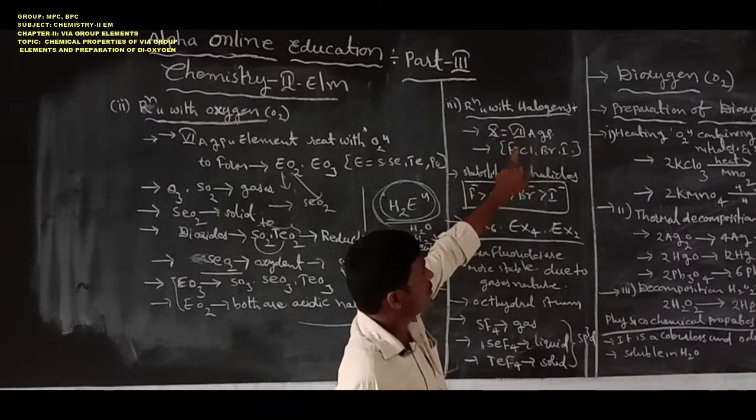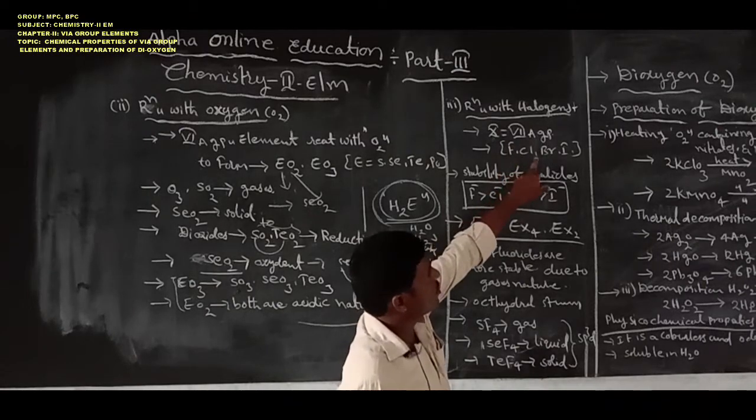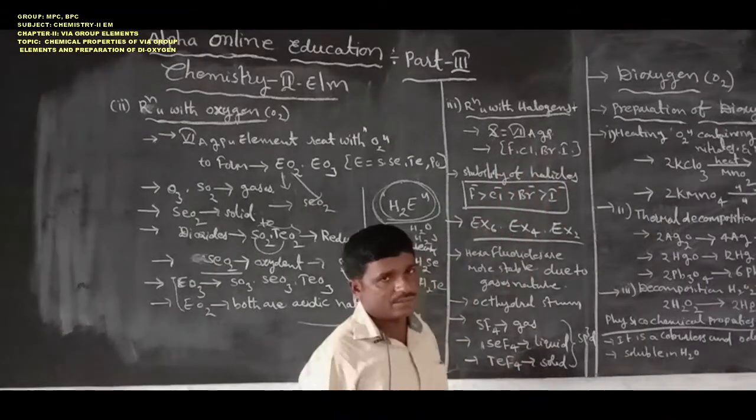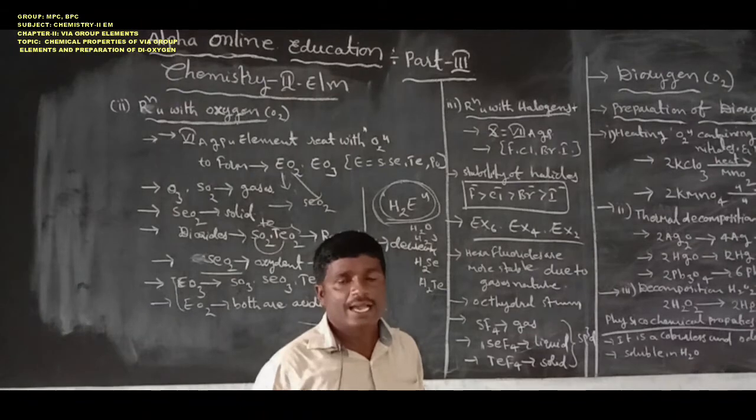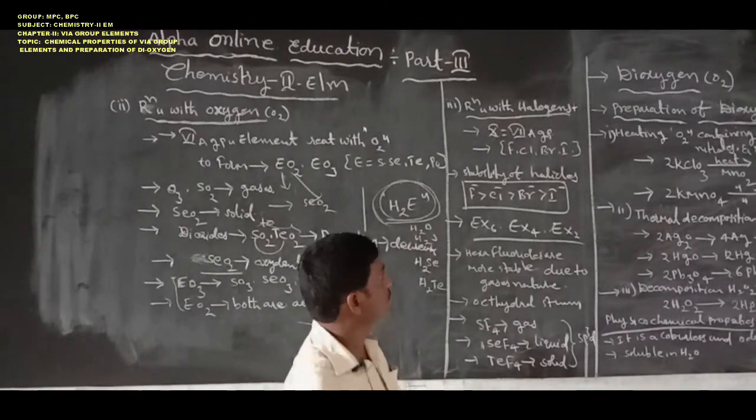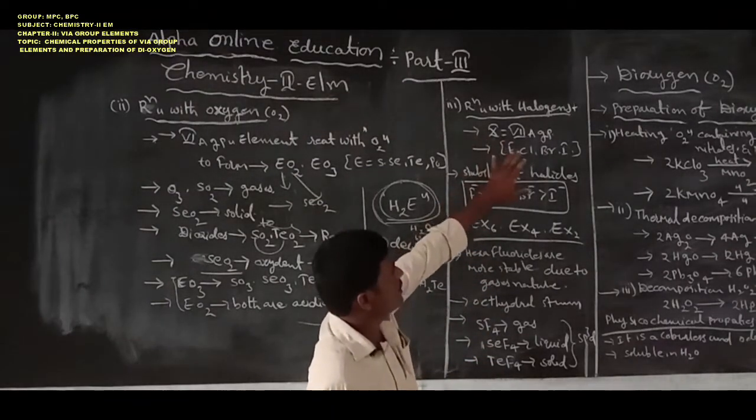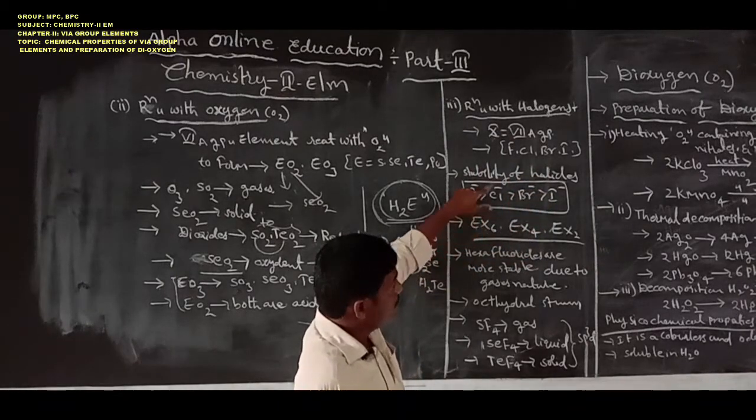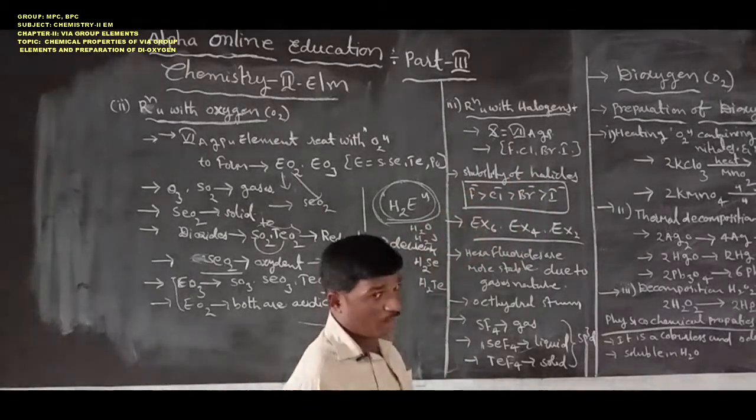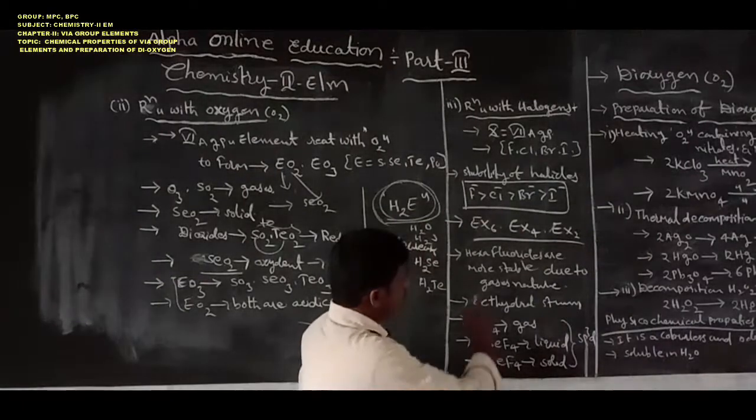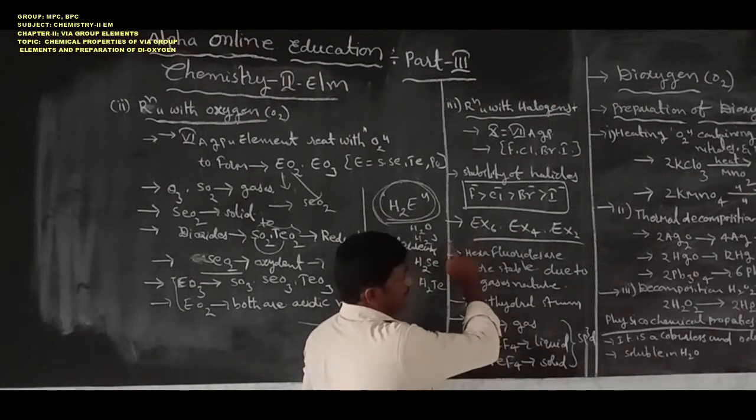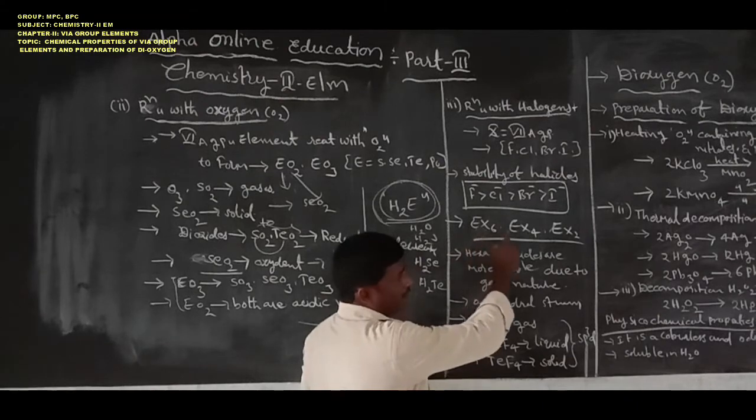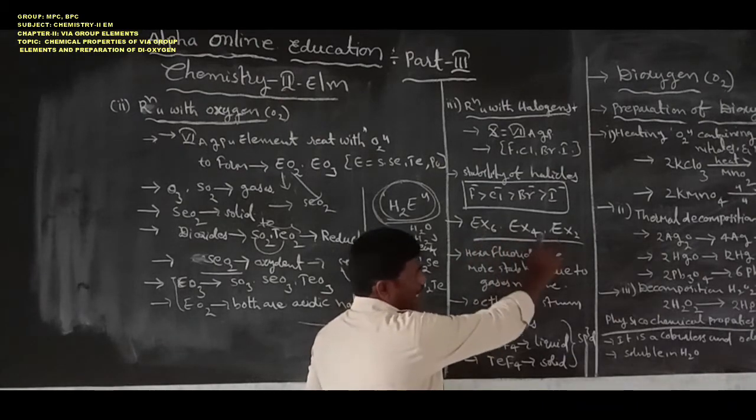The 7th group elements are fluorine, chlorine, bromine and iodine. These elements are also called halides or halogens. These halogens or halides react with the 6A group elements to form three types of halides, that is the hexahalides, tetrahalides and dihalides.